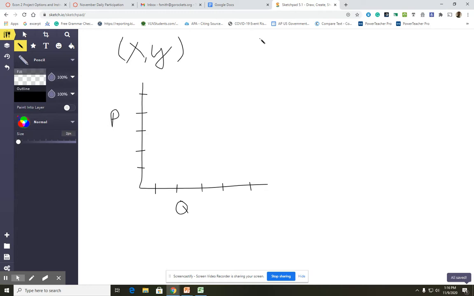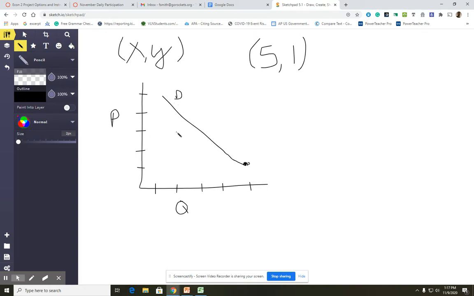And so let's say that you have a quantity of 5, and let's say that you have a price of 1. And so 5 is the quantity and 1 is the price, and so you will plot a point right there. And what you'll eventually see is after you plot all your points for demand, you'll end up with a line that slopes this way.